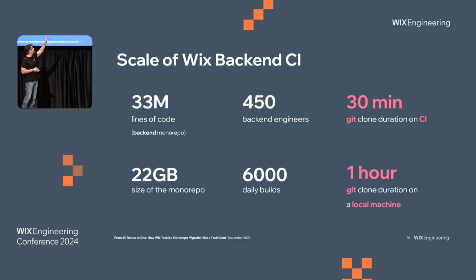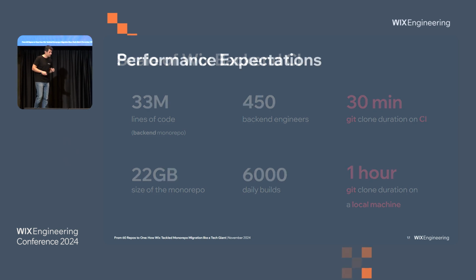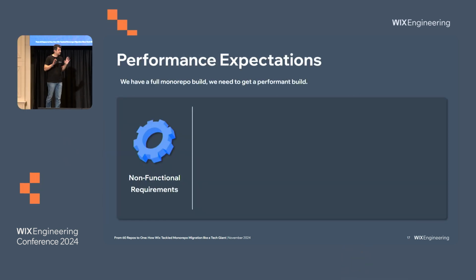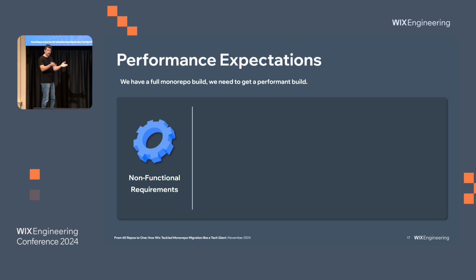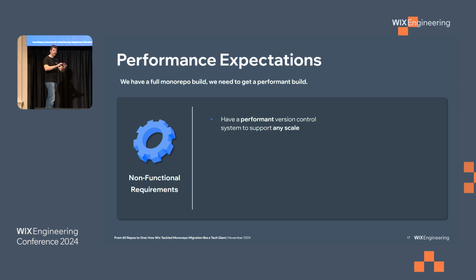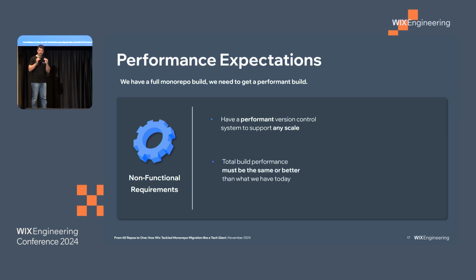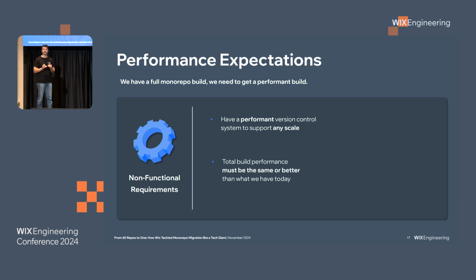Now, we have 450 backend engineers. Think about it, each and every one of those is waiting for around 1 hour. And we must set some expectations before we continue on. So, we must have a performant version control to support the monorepo of any size. The total build duration must be the same or better than what we have today. We don't want a degradation of service.